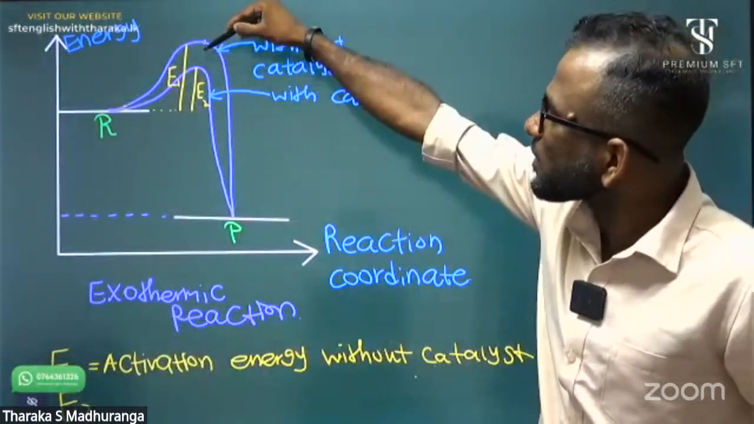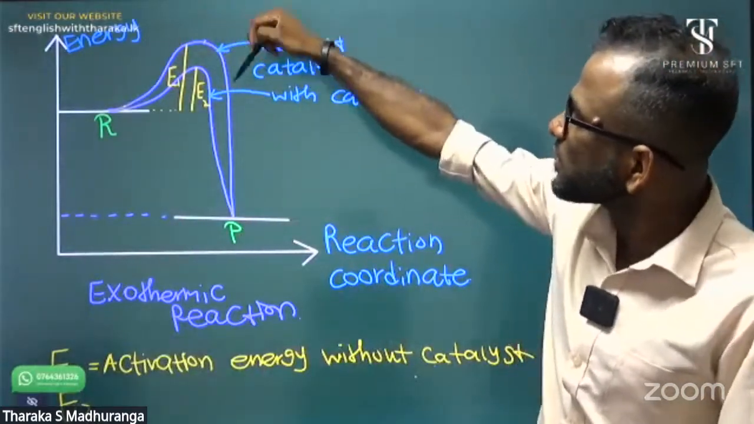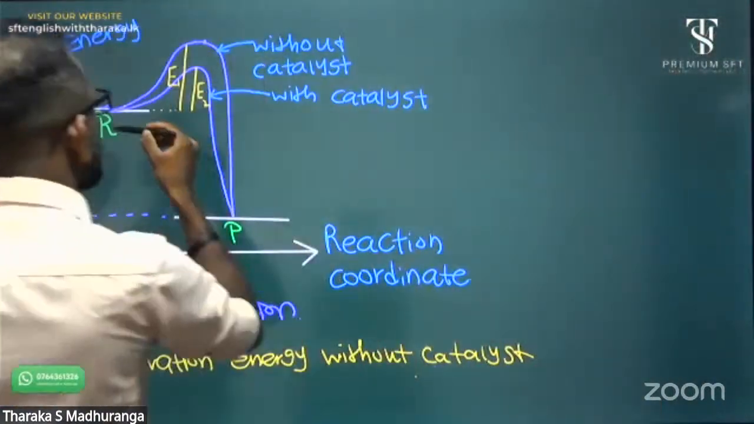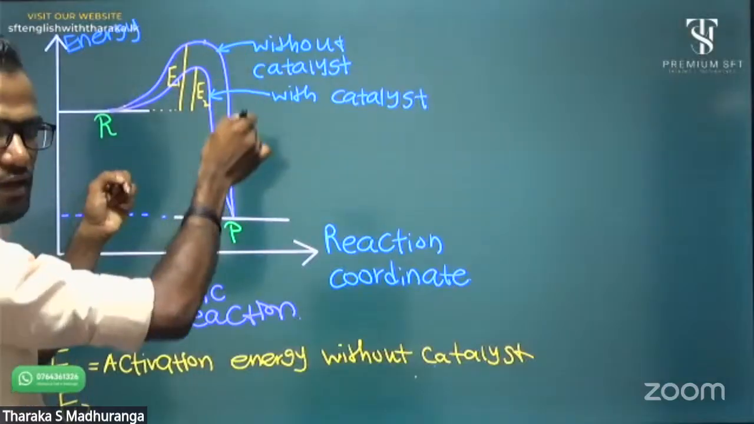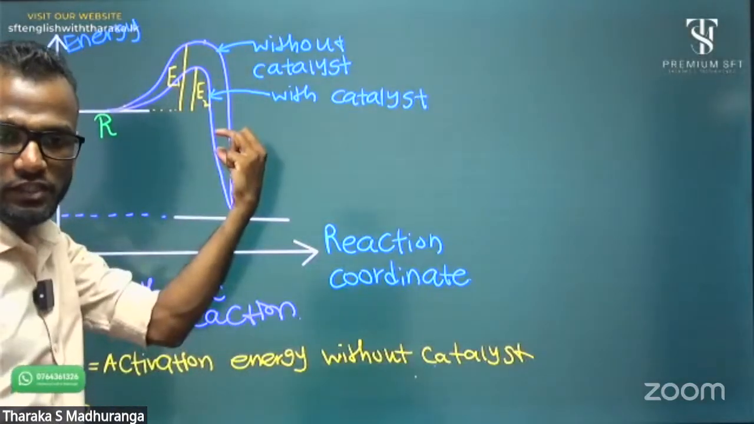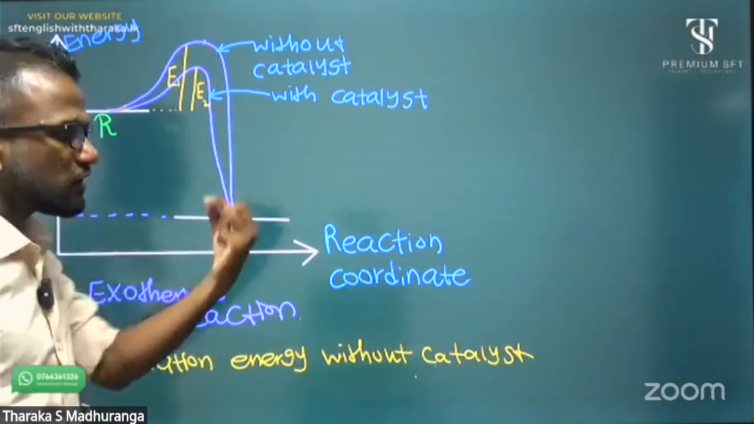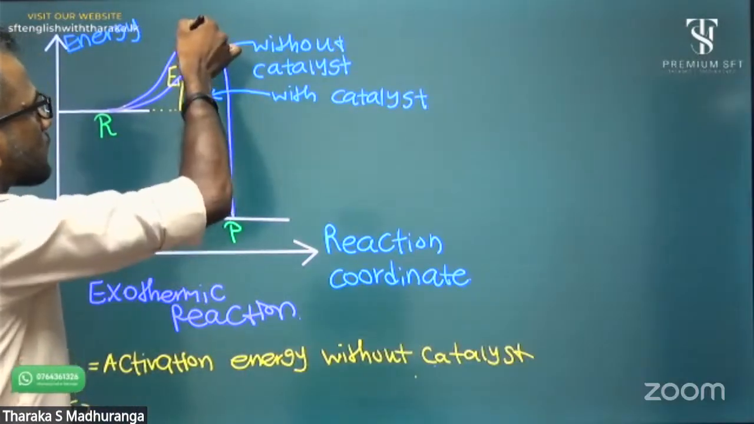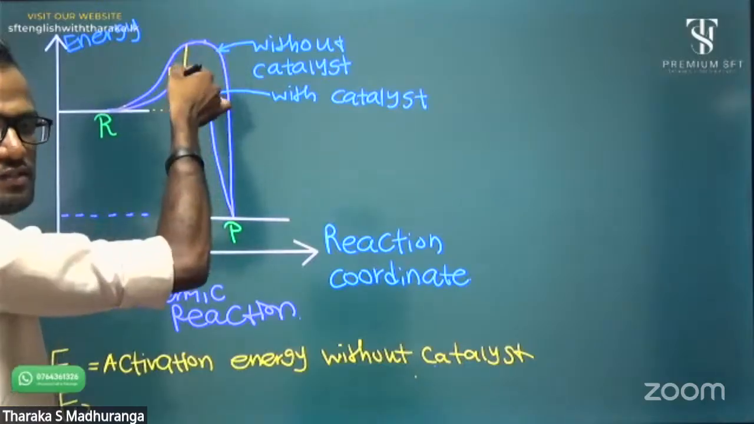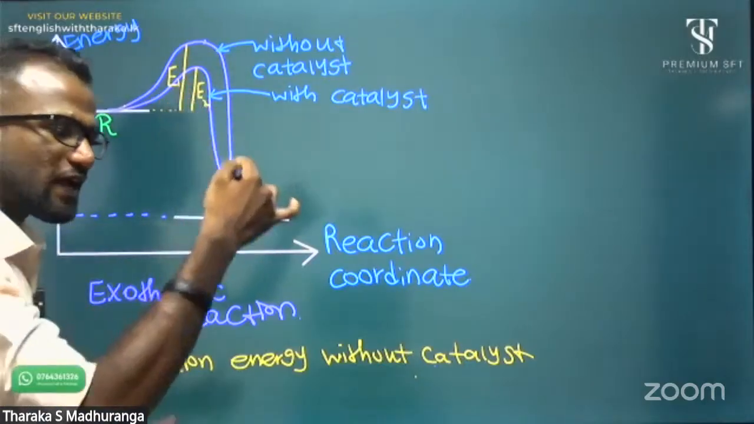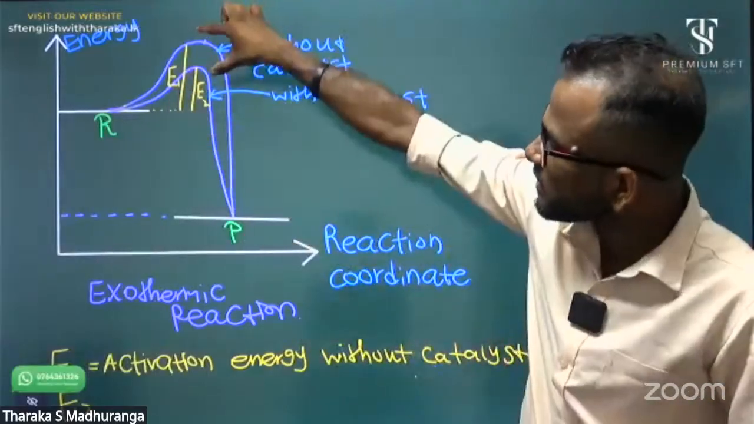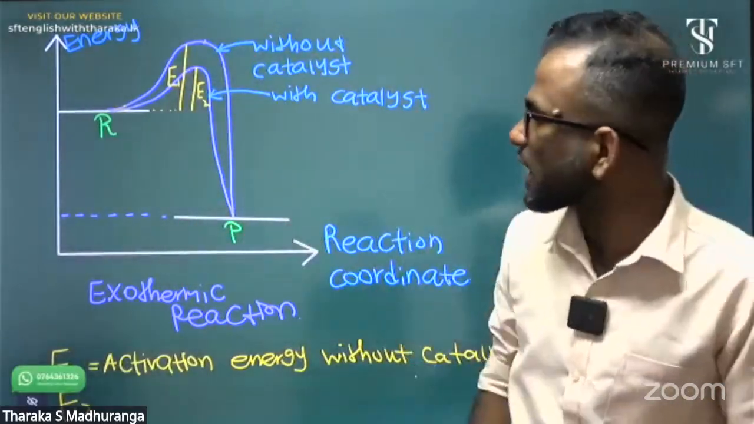Okay, this is the path of reaction without any catalyst. If we introduce a catalyst, what happens? It forms a new path with less activation energy. E1 means the total height from the reactants, because activation energy means the minimum energy of reactants, right? This is the activation energy without catalyst.